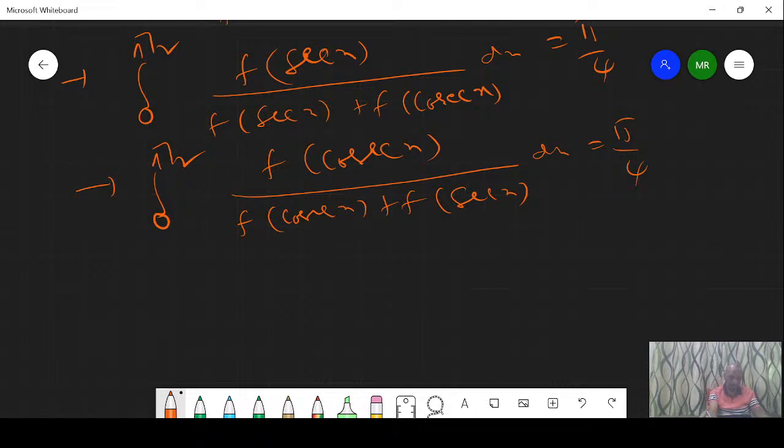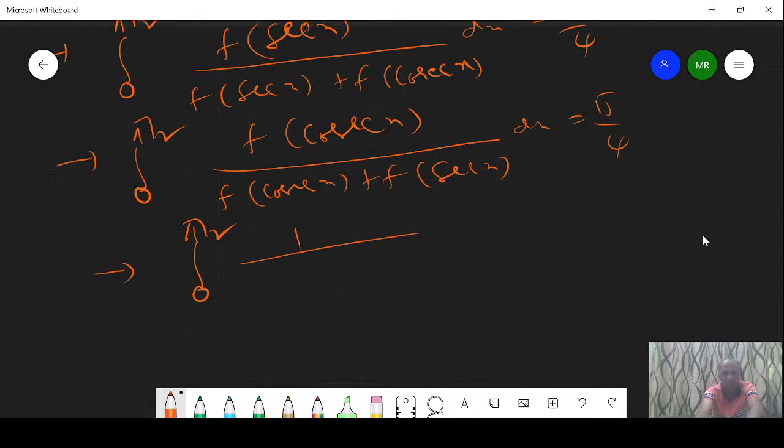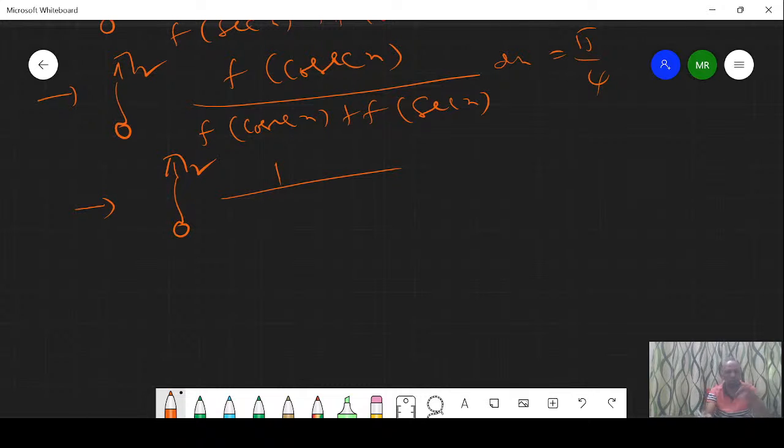Now I will discuss another two problems like this. After that I will start doing the problems. Suppose they have given another one, this is also a standard one. Integral 0 to pi by 2 of 1 by sin x plus cos x dx. Integral 0 to pi by 2 of sin x plus cos x dx.